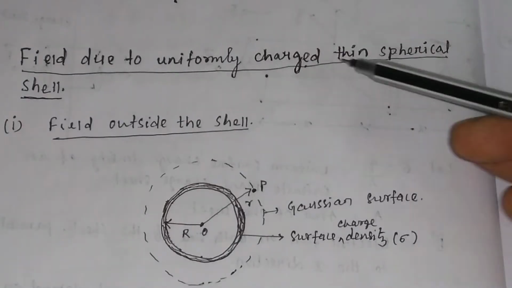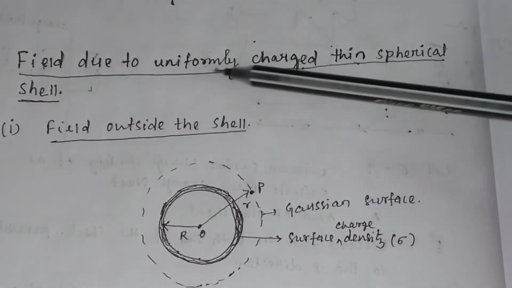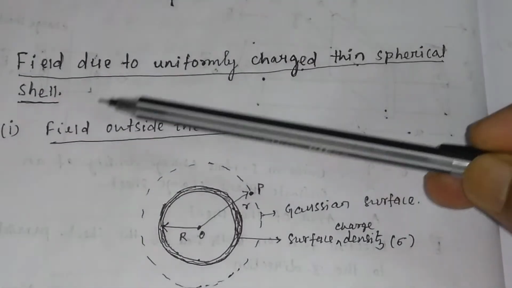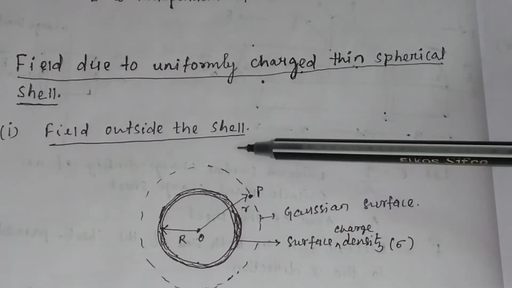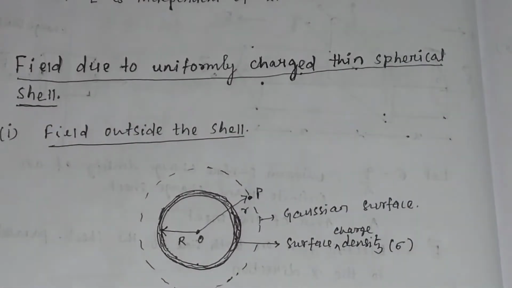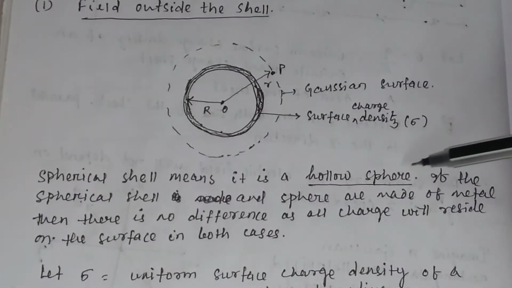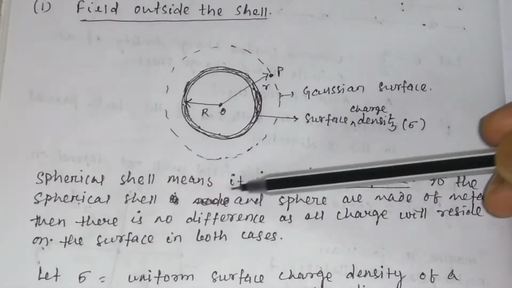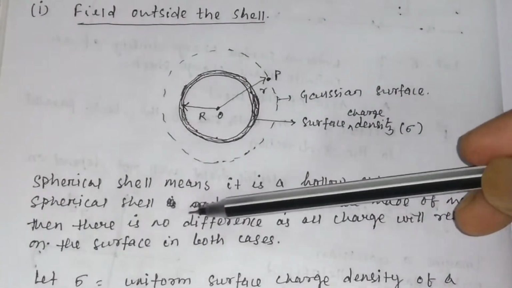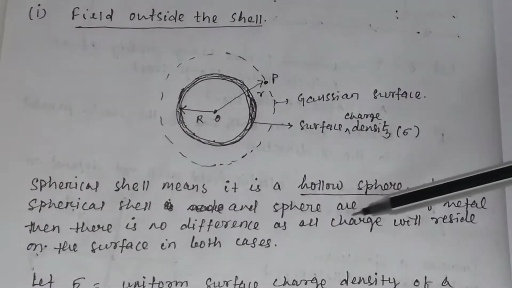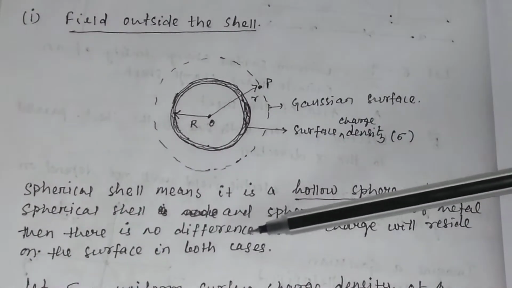Let us discuss one application of Gauss law, that is the field due to a uniformly charged thin spherical shell. First, let us know what a spherical shell is. A spherical shell means a hollow sphere. If the spherical shell and sphere are made up of metal, there is no difference, as all charge will reside on the surface in both cases.